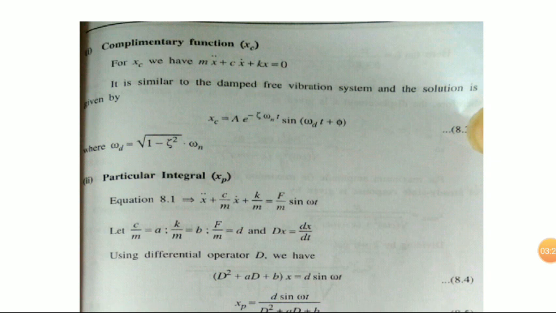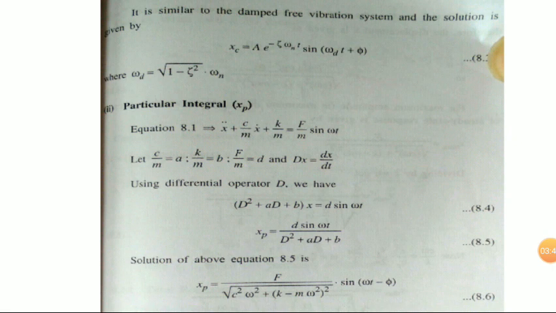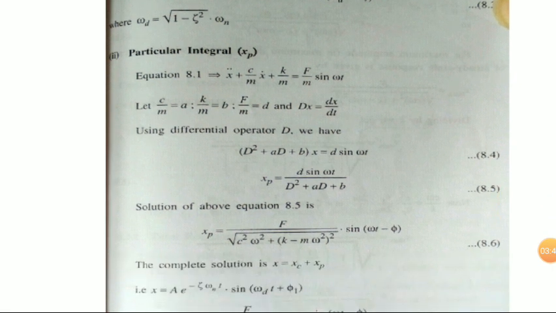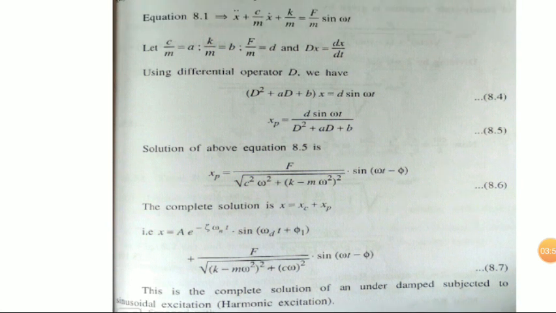One thing I am telling is you need not remember this derivation. For the exam they will not ask for the derivation. They will simply ask for problems using the final equation. So the most important thing is to remember all the final equations. Upon solving the differential equation, the particular integral is F by root of c square omega square plus k minus m omega square whole square, into sine omega t minus phi.